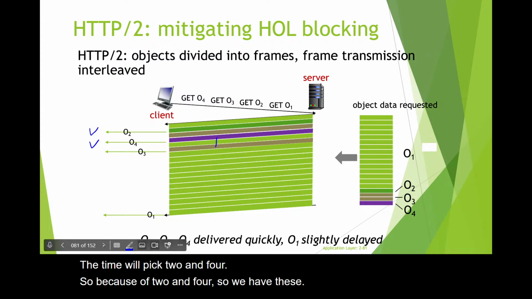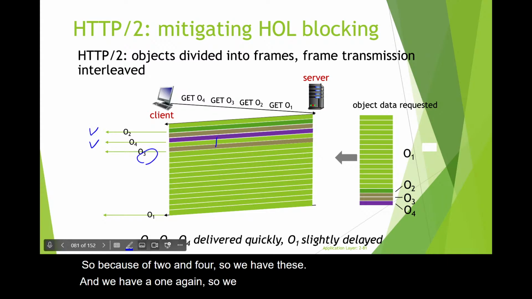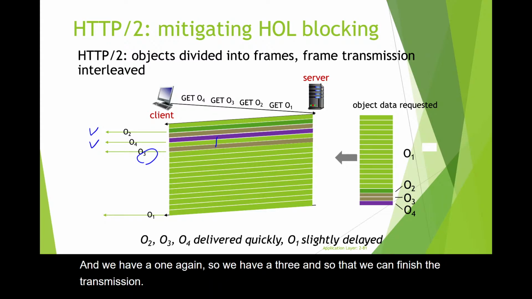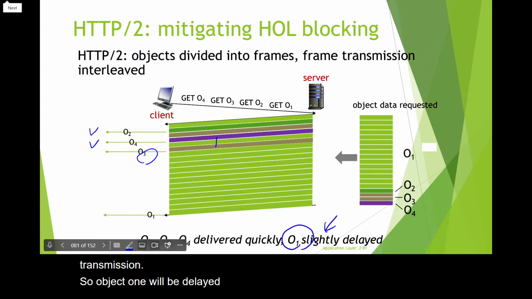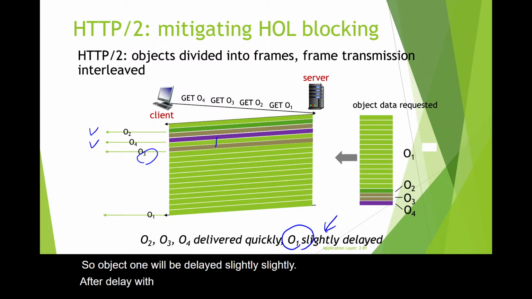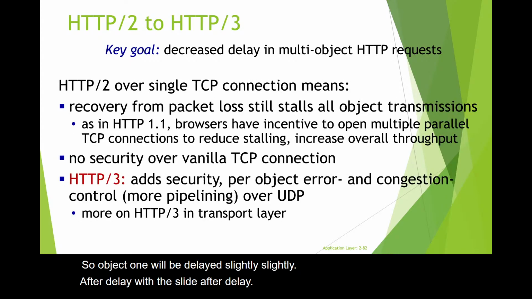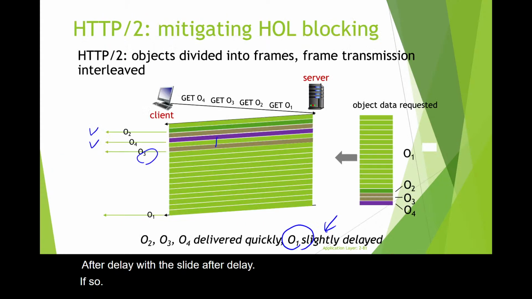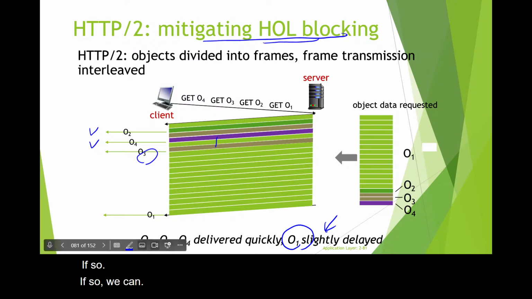And we have a 1 again, so we have a 3. And so that we can finish the transmission. So object 1 will be delayed slightly, with a slight extra delay. But if so, we can mitigate the HOL blocking for object 2, 3, and 4.